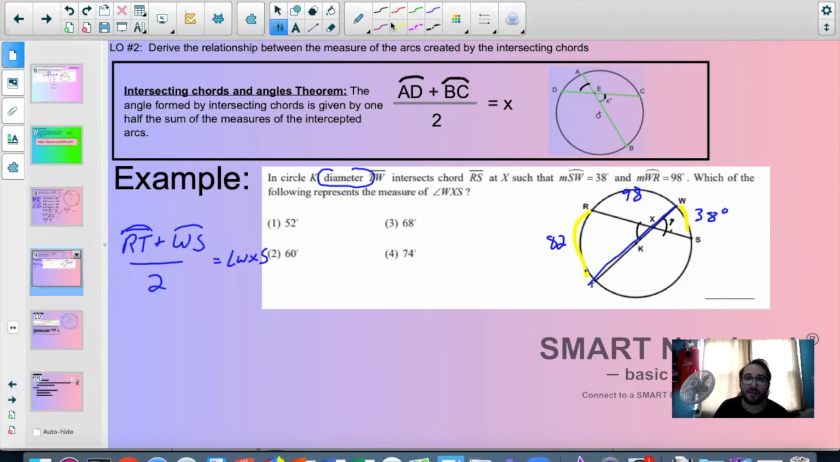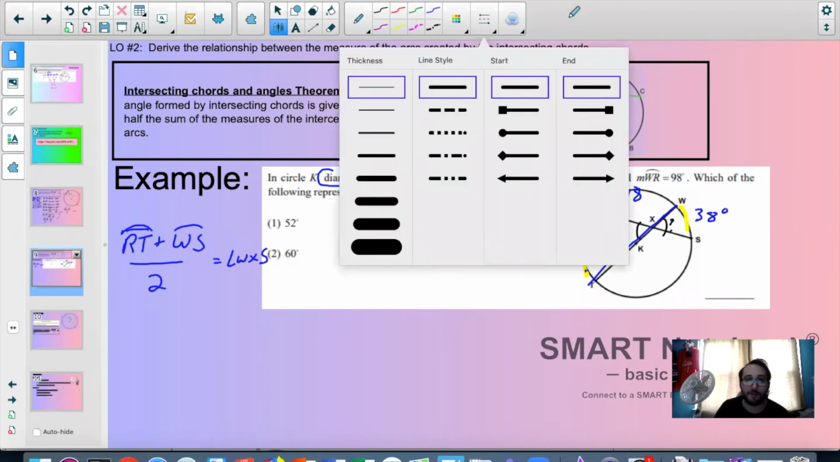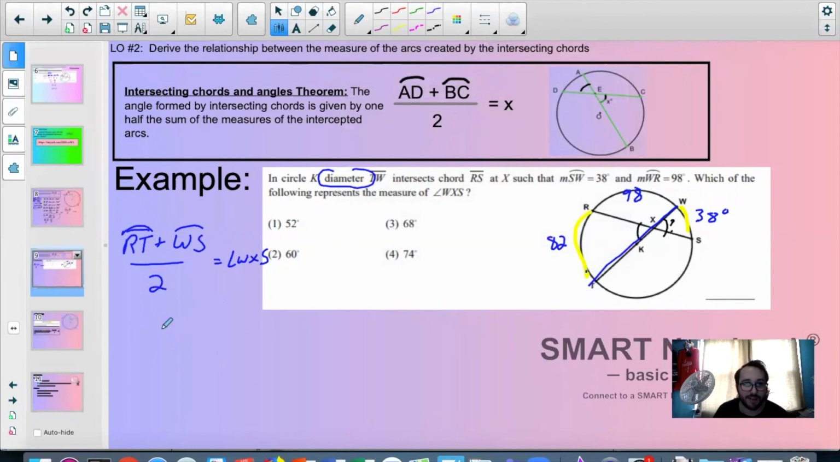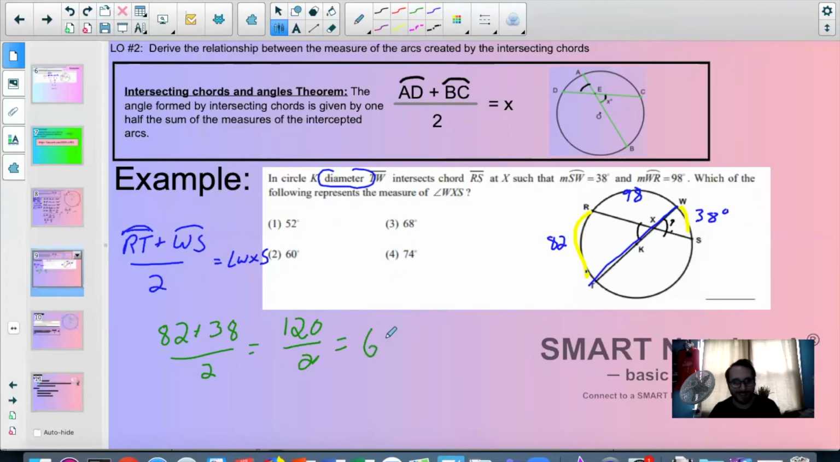Now we have enough information to solve this problem. RT, we found out, is 82. WS is 38. If you divide that sum by 2, you're going to get WXS, right? You're going to get those angles in the middle. So I'm going to do it on my calculator on my phone. 82 plus 38, which is 120. Actually, I'll write out the whole thing. It's 120 divided by 2. You divide that by 2, you're going to get 60 degrees, which is this one.